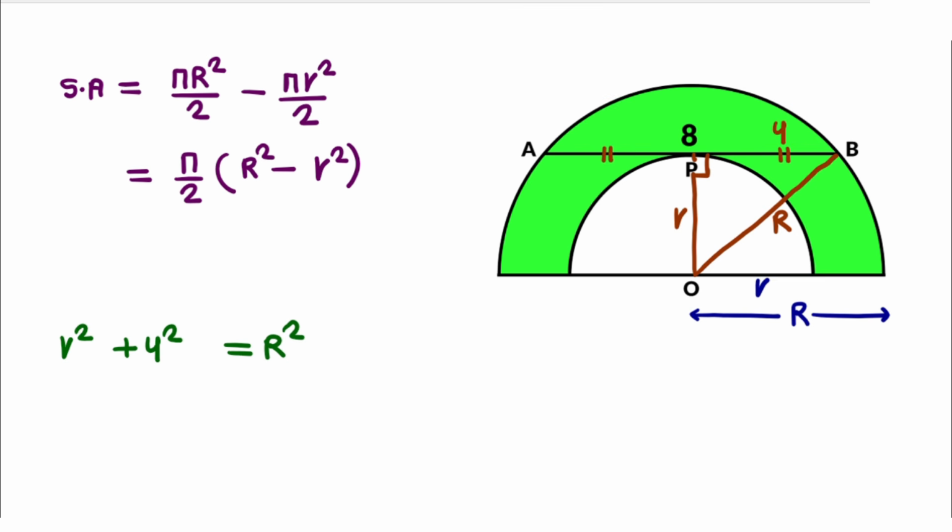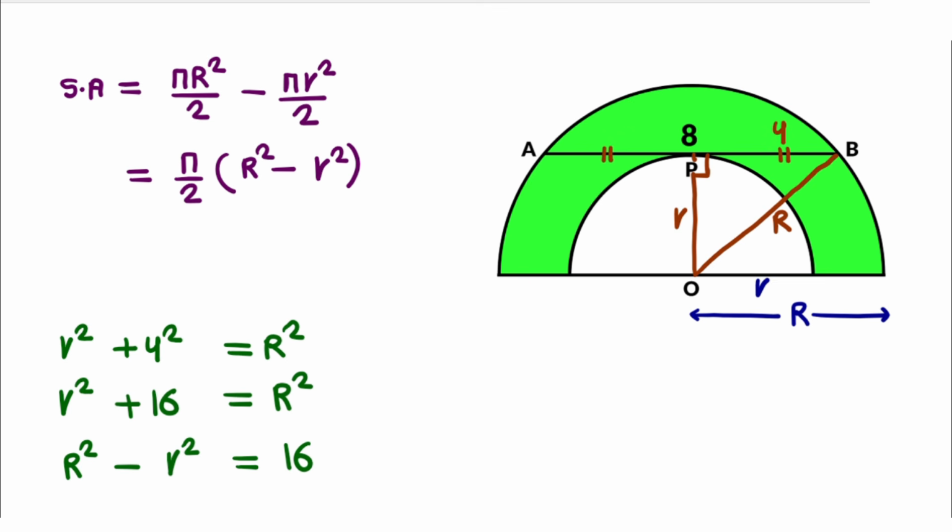4 squared is 16, therefore, lowercase r squared plus 16 equals capital R squared. Subtract lowercase r squared from both sides, and we get the key result. Capital R squared minus lowercase r squared equals 16. And that's the entire trick.